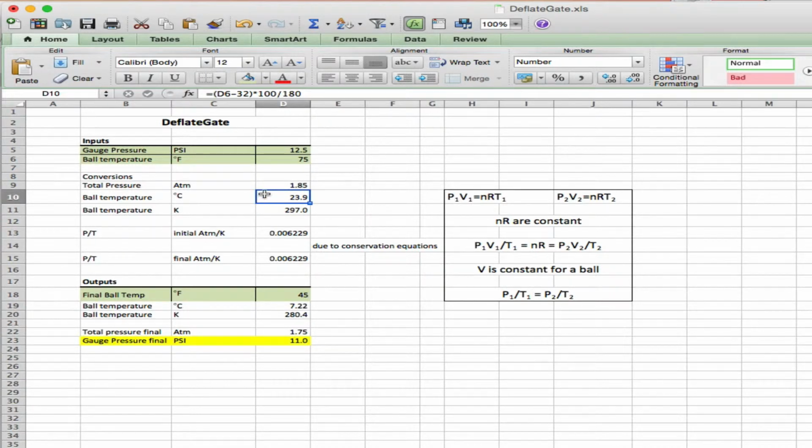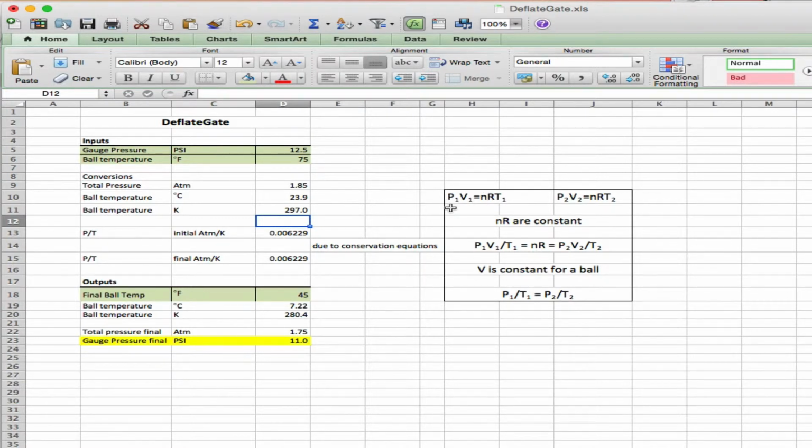The ball temperature in degrees Celsius is D6, notice the box, minus 32 times 100 over 180. So that's the standard equation for converting from Fahrenheit to the centigrade scale. We need to use the Kelvin scale for the ideal gas law, so we've added 273.15 onto the ball temperature in degrees C. Okay, now we're going to come over and look at the ideal gas law.